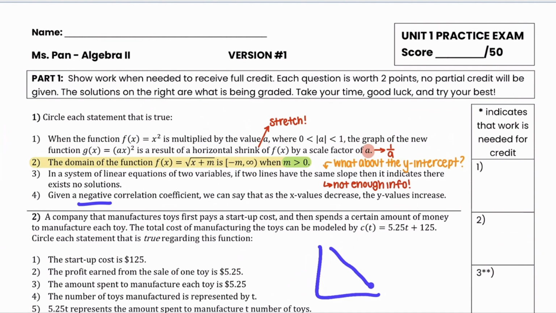Let's just interpret what this is even saying. So as the x values decrease, we can see, yes, indeed, the y values do increase. That's what matters the most. So number 4 is also true.